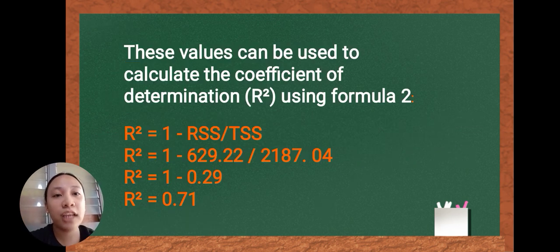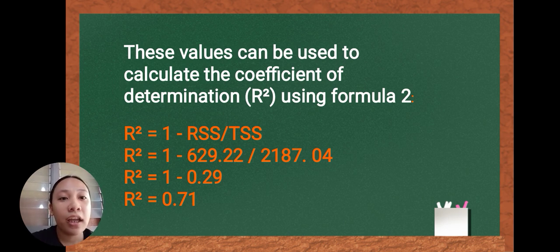These values can be used to calculate the coefficient of determination, R squared, using Formula 2. Our formula is R squared is equal to 1 minus RSS over TSS. So 1 minus our RSS, 629.22, over our TSS, 2187.04, is equal to 0.29. So 1 minus 0.29 is equal to 0.71.